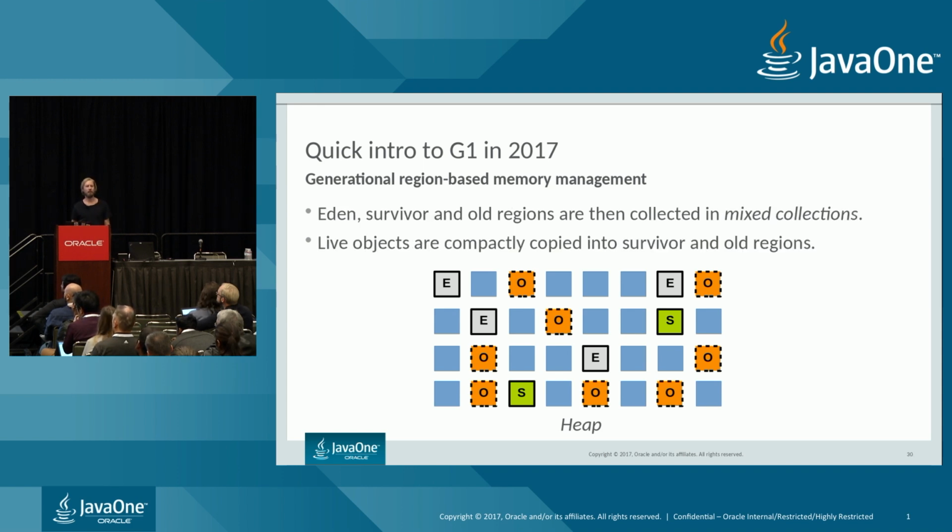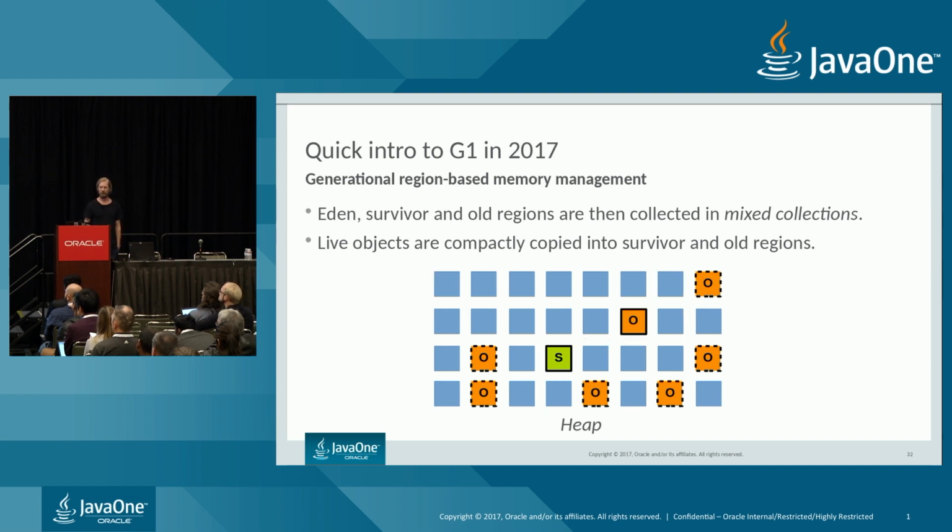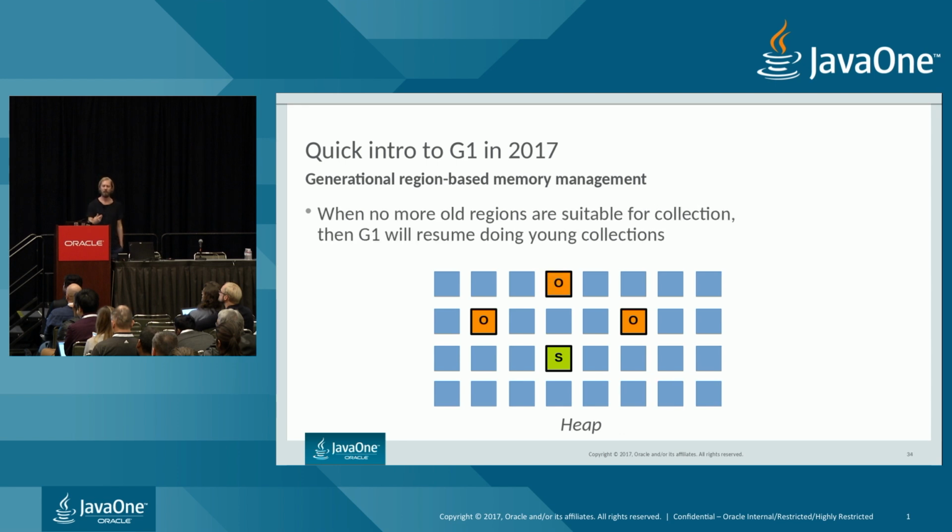Then, once the concurrent marking cycle is finished, Eden, survivor, and old regions are collected in so-called mixed collections. The live objects are again compactly copied into survivor and old regions. So on the slide here in this example, we have taken all of the Eden and survivor regions, which must be collected every time, and also chosen 2 old regions to collect. The result is, as time goes on, G1 will collect more and more of the old regions, so more and more of the heap will become free.